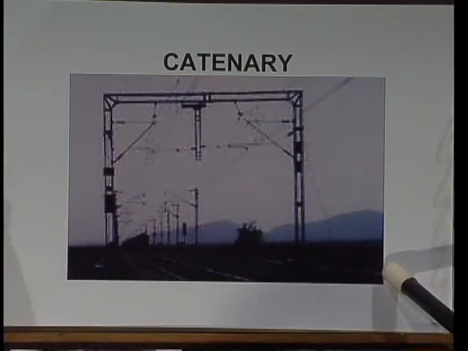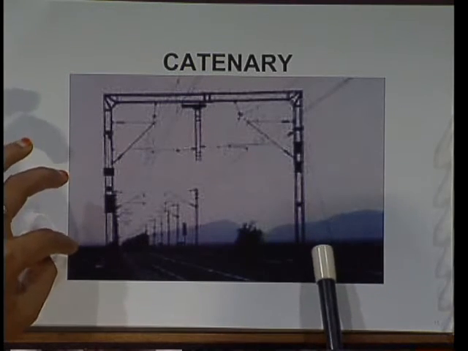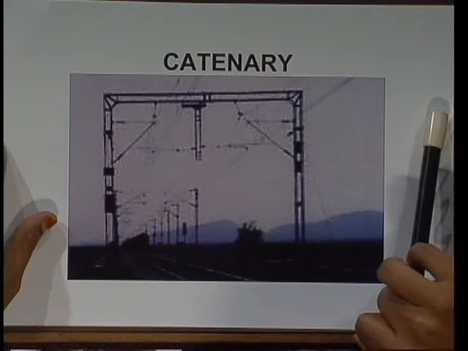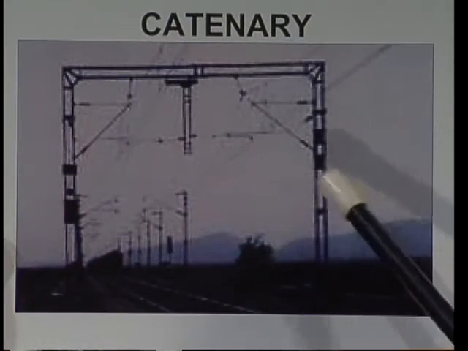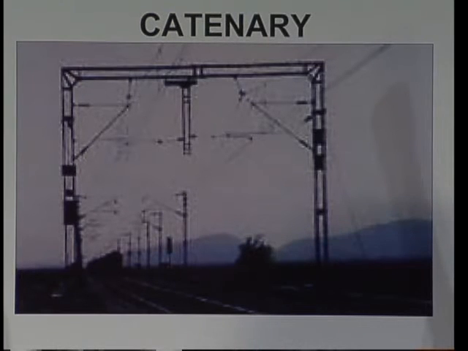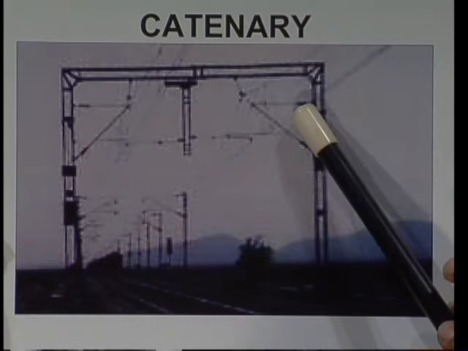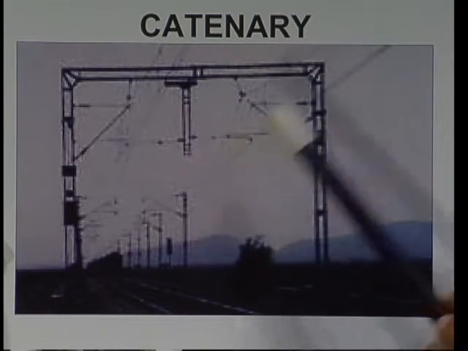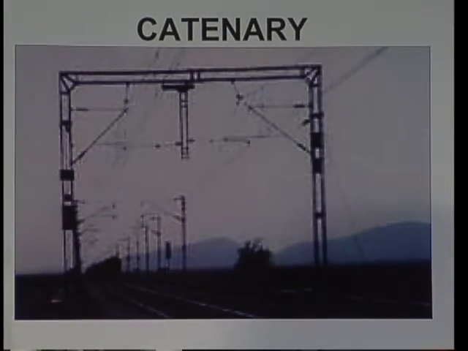This is the diagram of a catenary. Catenary is an equipment which supports the overhead equipment. This not only supports the overhead equipment but also receives power from the substations and sends it to the overhead equipment, which is later on collected by the pantograph which connects the locomotive.